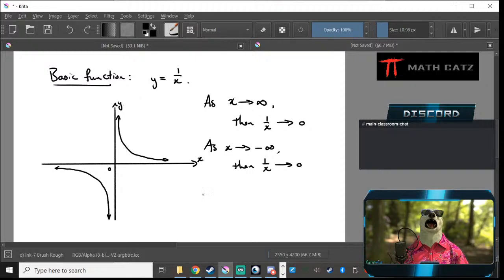All right. So when we have a number here that the function approaches as x gets really big positive or really big negative, then we're going to call that a horizontal asymptote.